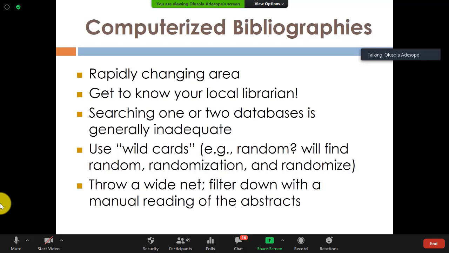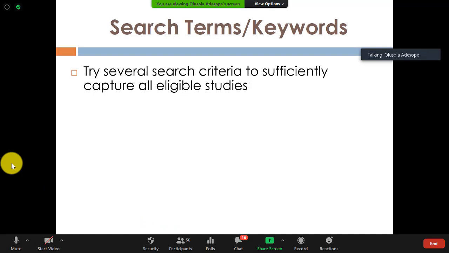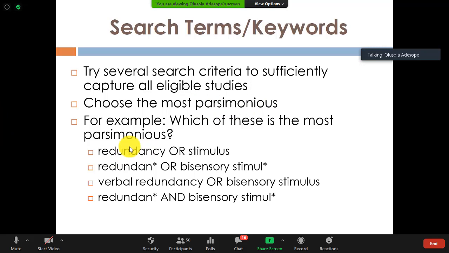And then step 3: search, retrieval, and selection of articles. I think I went ahead of myself. You try several search criteria to sufficiently capture all eligible studies, and you choose the most parsimonious. For example, which of these is the most parsimonious? In that verbal redundancy study that you read, we used redundancy, or.